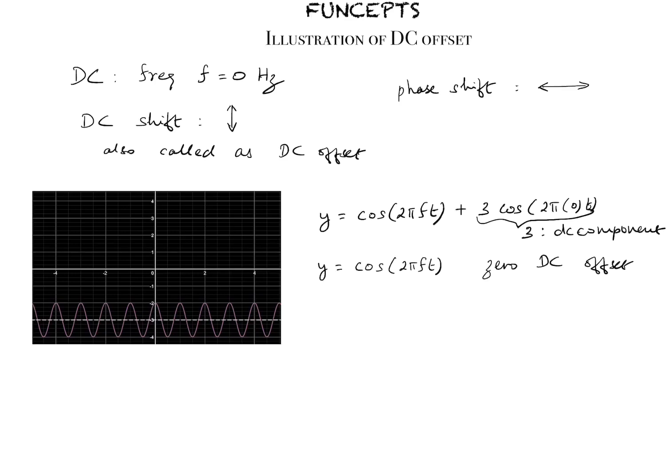So if we write the expression for this, it's y equals cosine 2 pi ft, and minus 3 volt. So it's minus 3 cosine 0. So the DC offset here equals minus 3 volts.